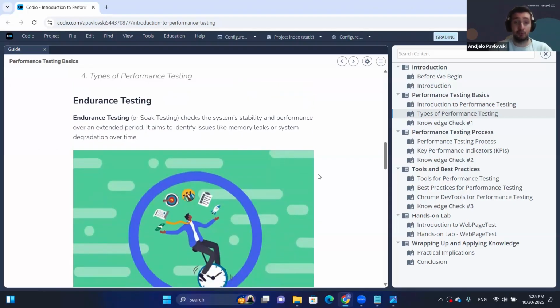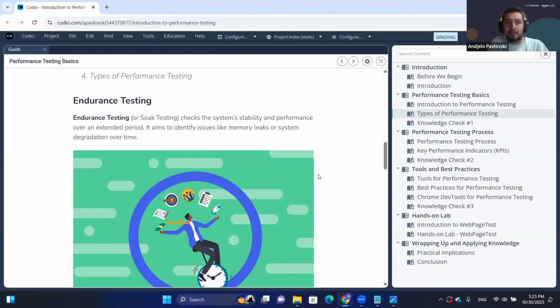Moving on, we have endurance testing, or rather known as soak testing. Basically, what this tests is the stability and how the system performs after an extended period of time. So, in comparison to load and stress testing, this is more focused on time.